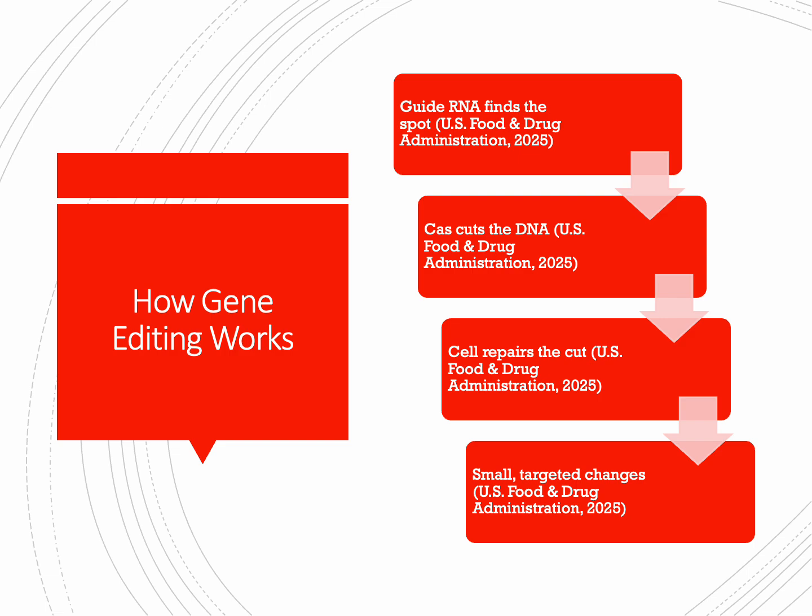Firstly, let's start out by talking about how gene editing works. In order to do this, a guide RNA finds the spot of the gene that wants to be edited, and the Cas enzyme cuts the DNA. The cell then repairs the cut, and the small targeted change comes to life.